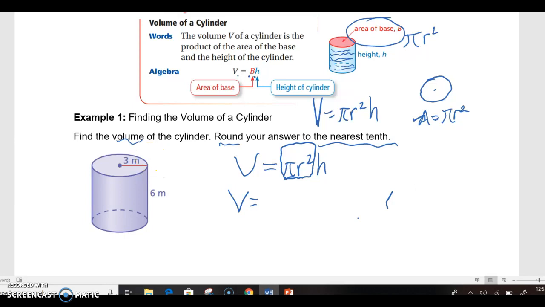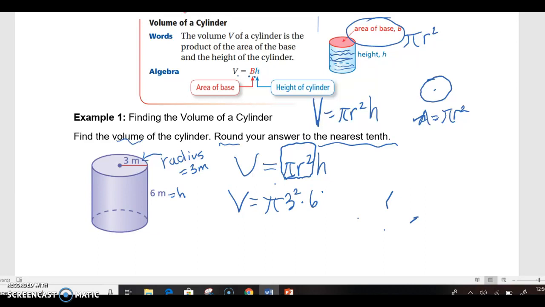Okay, so looking at our figure here, notice this measure halfway across the top of the circle is 3 meters. M is for meters. Remember, the distance halfway across is called the radius. So that's 3 meters. And then the 6 meters is your height. Okay, so we're just going to plug that into our formula. We're going to leave pi like it is. We're going to plug in the 3 in place of our radius. That'll get squared, and we're going to multiply that by our height, which is 6.